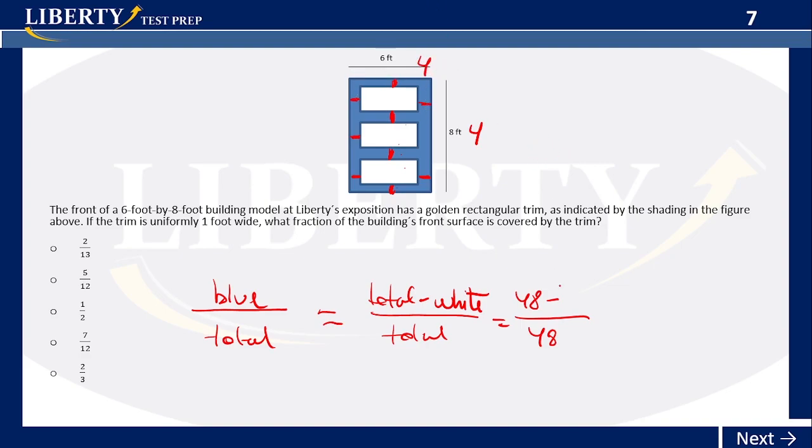4 times 4 is 16. Okay, so you get 48 minus 16 of 48. 48 minus 16 would be equal to, actually, 32, right? 32 over 48. If you divide this by 4, you get 8. Here you get 12, right? 12. And if you divide this by 4 again, you get 2 and you get 3. So 2/3. That's the answer.